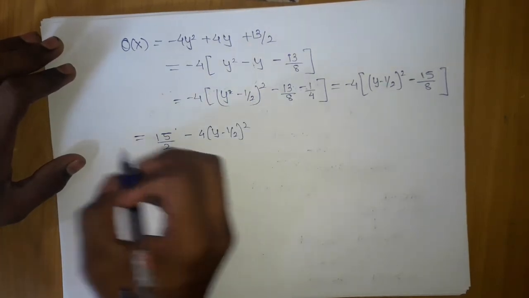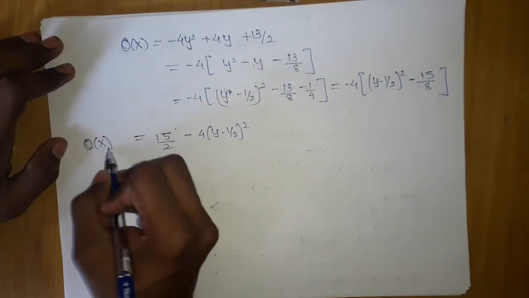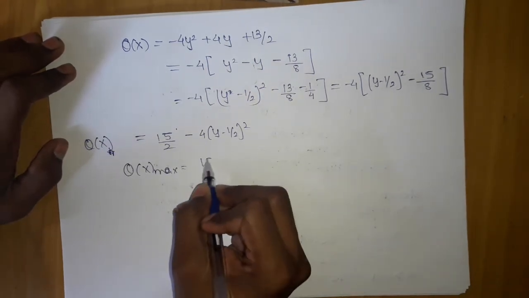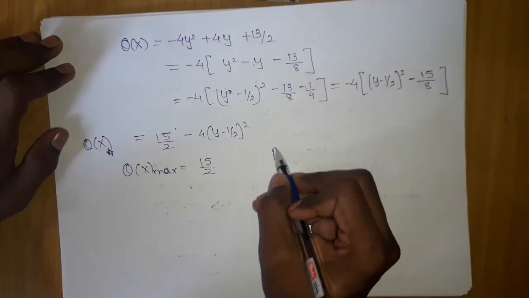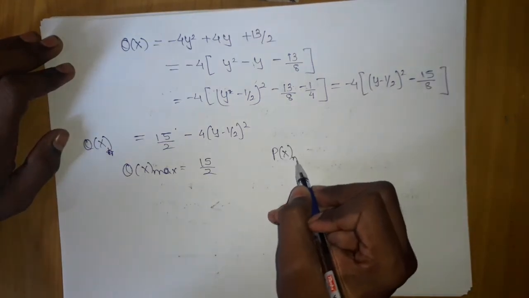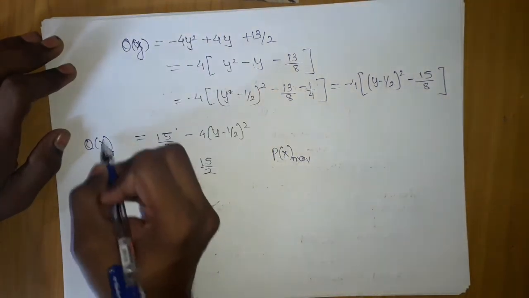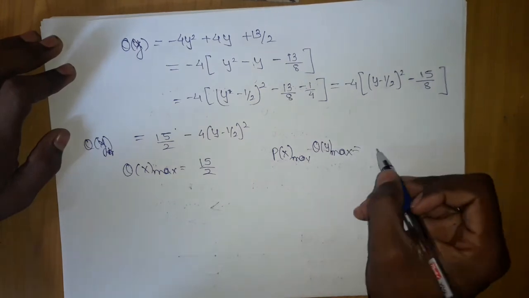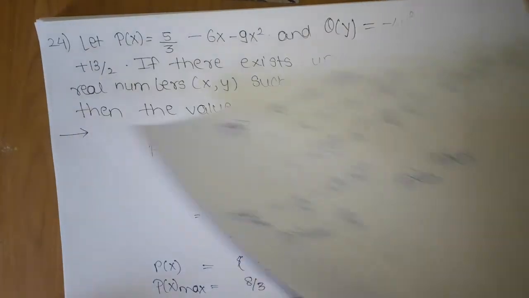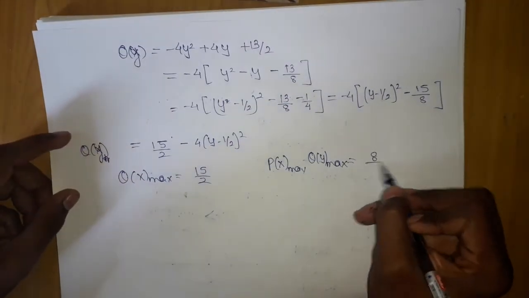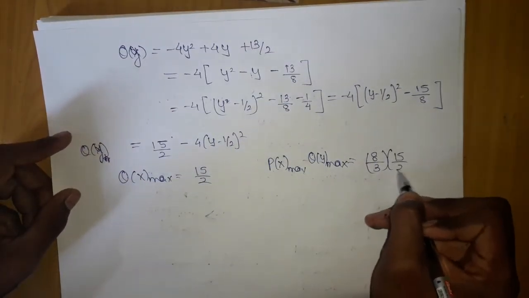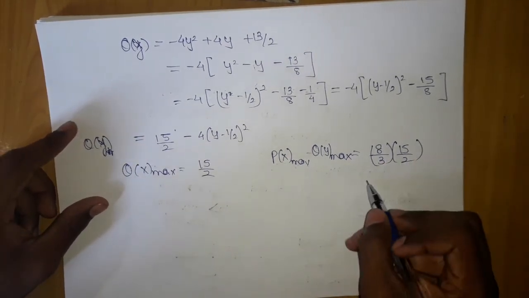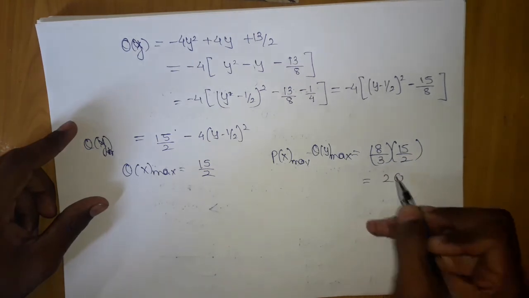Here we are getting its maximum value. This is q of max, which will be 15 by 2. Now if I multiply p of x max, which we had as 8 by 3, with q of y max, we get 8 by 3 into 15 by 2. This becomes 5 and this becomes 4, so 4 into 5, 20. So we are getting 20.